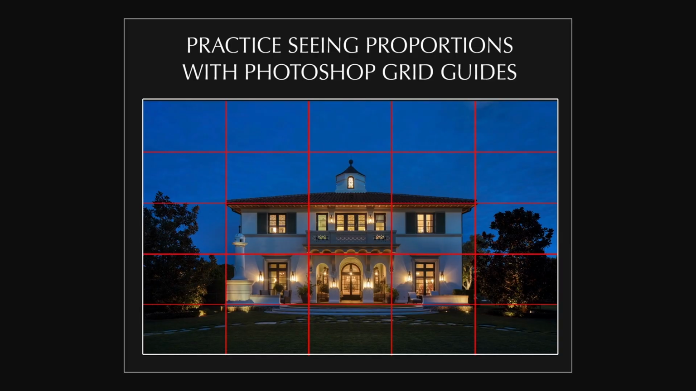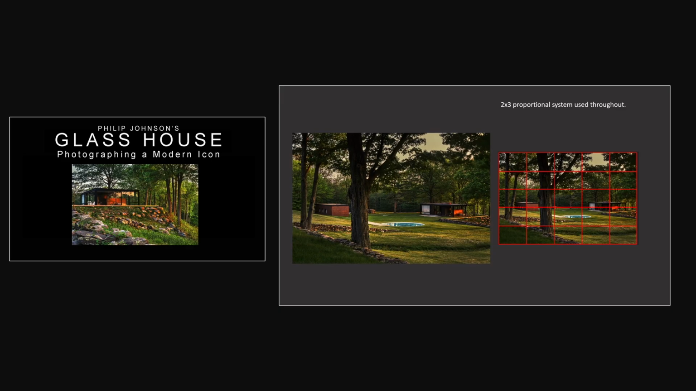One of the videos is Practice Seeing Proportions with Photoshop Grid Guides, and I show you in that video how to make a grid guide in Photoshop if you don't know, and how to set it up to practice various proportional systems. And in my video on Philip Johnson's Glass House, hope you get a chance to see it if you haven't already, I talk about how I use a 2x3 proportional system throughout to kind of match the proportional system that Mr. Johnson used in constructing his building.